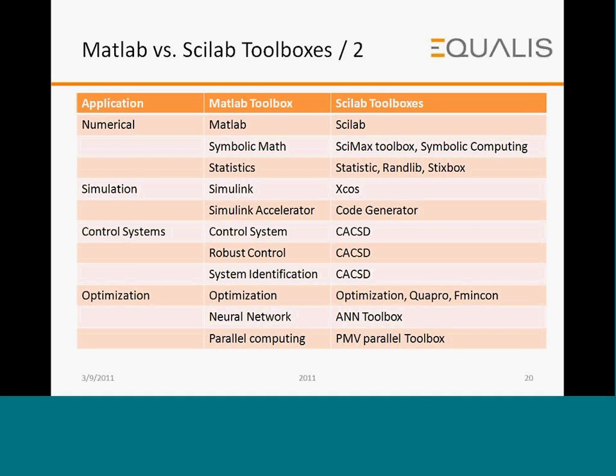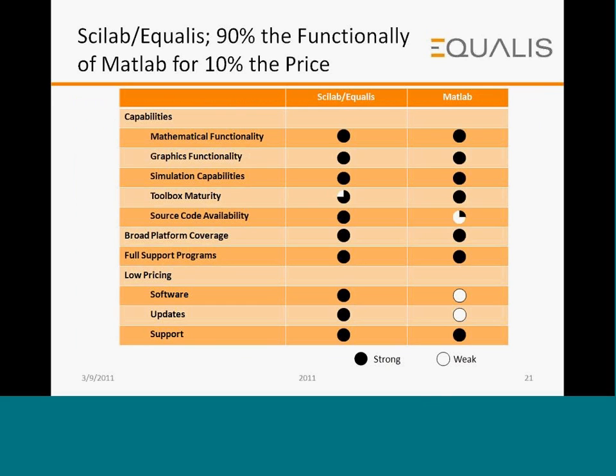There is also a parallel vector machine toolbox available in Scilab if you want to do a parallel computing implementation. Scilab has almost all the functions of MATLAB, and because of these toolboxes being available in Scilab, you have a flexibility which you normally won't have with MATLAB.